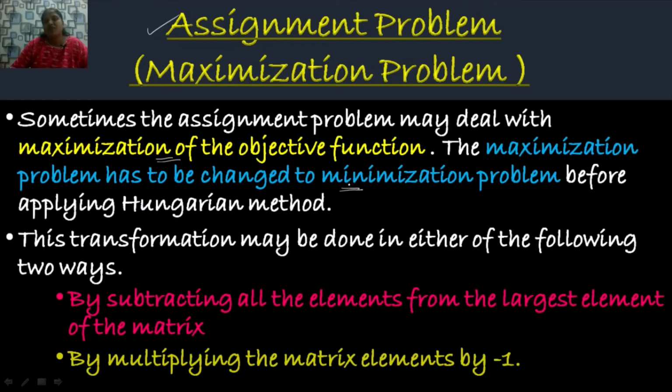How do we transform maximization to minimization? For that, we can use two methods: either by subtracting all elements from the largest element of the matrix, or by multiplying the matrix elements by -1. We can convert the maximization problem to minimization. But most probably we prefer this method to convert a maximization assignment problem to its minimization, that is, by subtracting all the elements from the highest element of the matrix. Then the remaining procedure is as we have followed in the case of the minimization type.